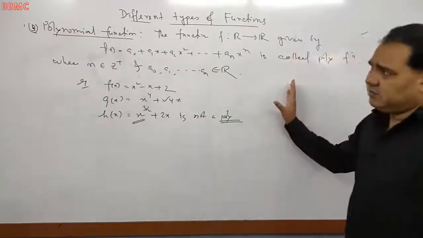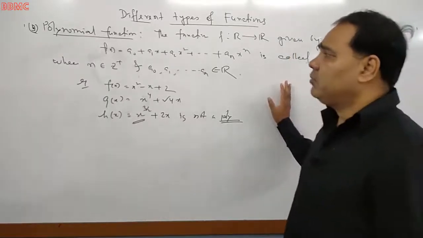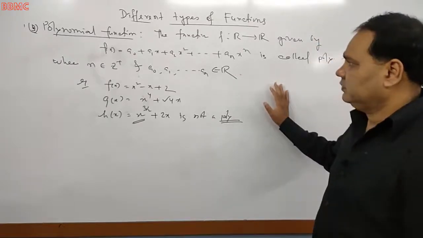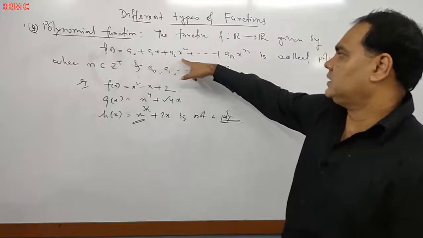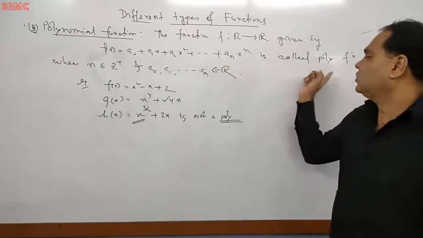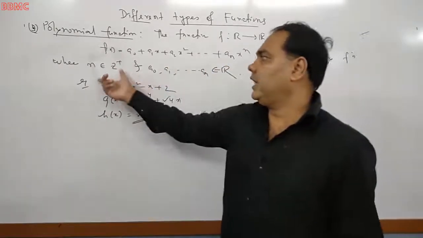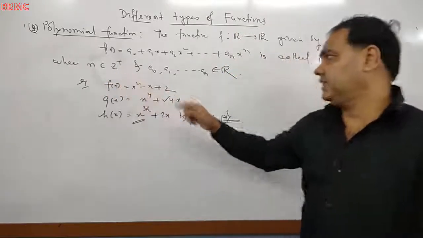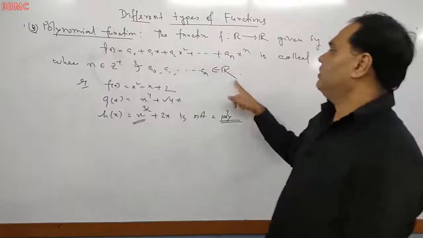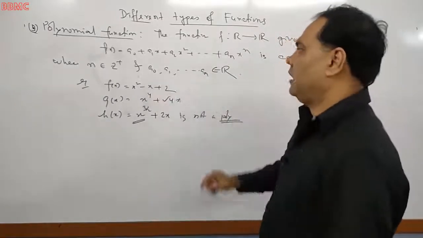This is another function, polynomial function. This is the main definition. f(x) equal to a0 plus a1x plus a2x squared dot dot dot is called polynomial function. Remember, where n belongs to Z plus. Z plus means it is a positive integer, and these must belong to R.